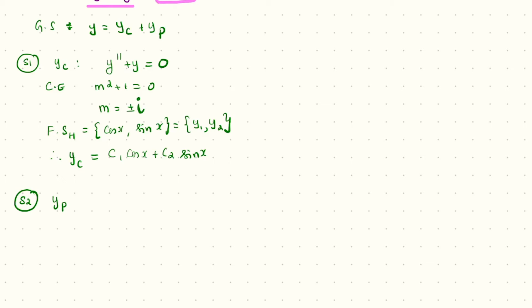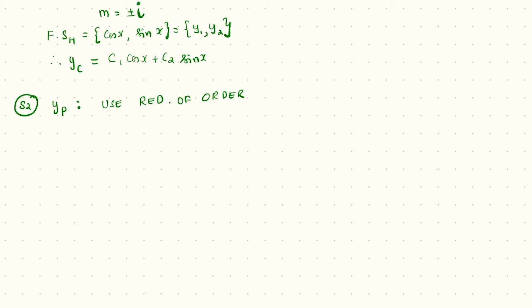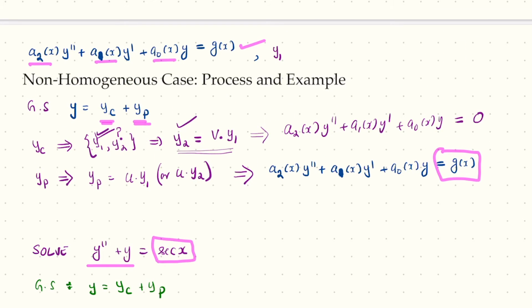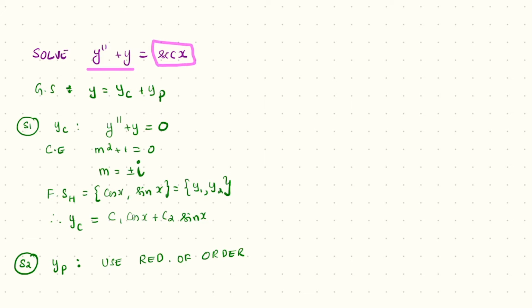To find the yp, as I said earlier, I'm going to use reduction of order. So how do you do that? As I said earlier, what I'm going to do is assume that yp is either uy1 or uy2. So what is the best way to do it? There is really nothing. Sometimes it's not really the best way or worst way. There is nothing like that.